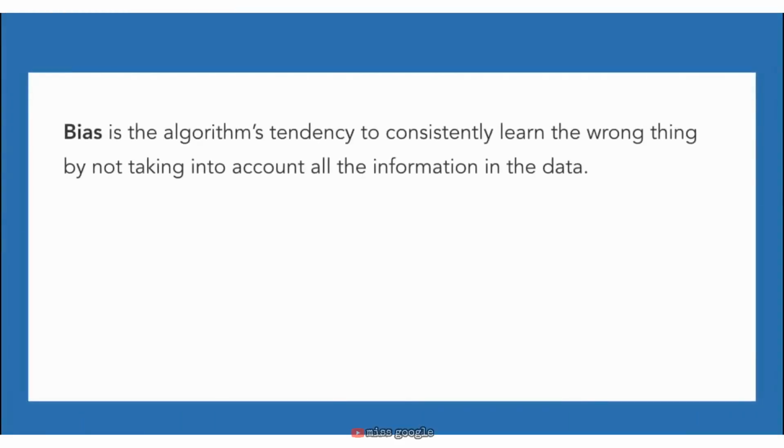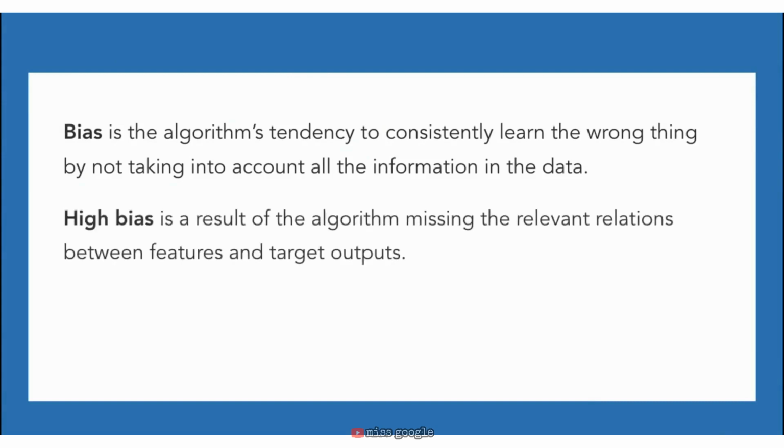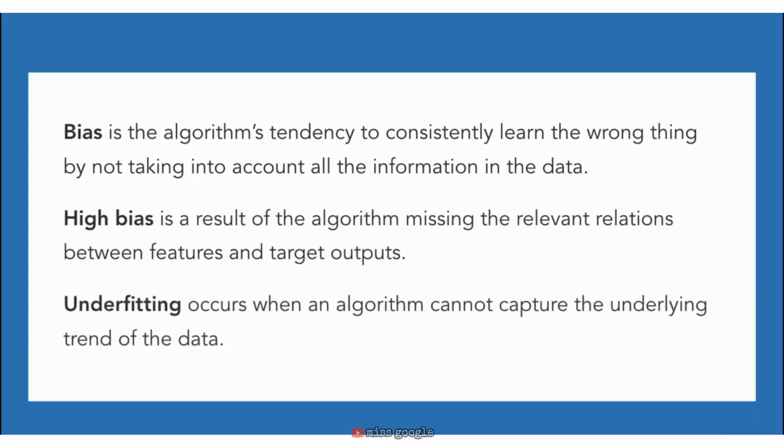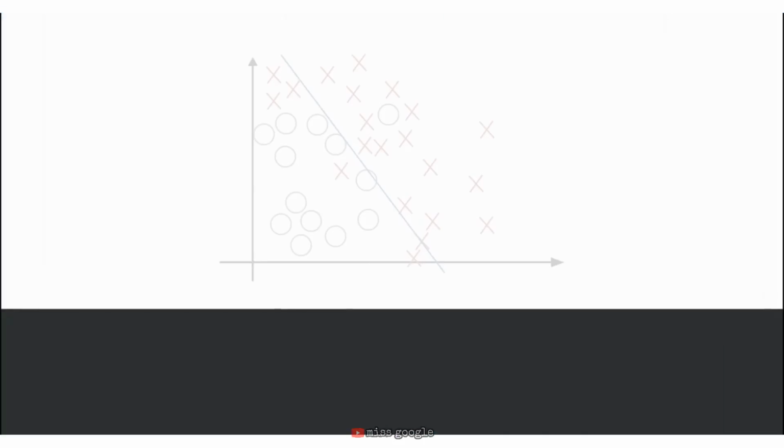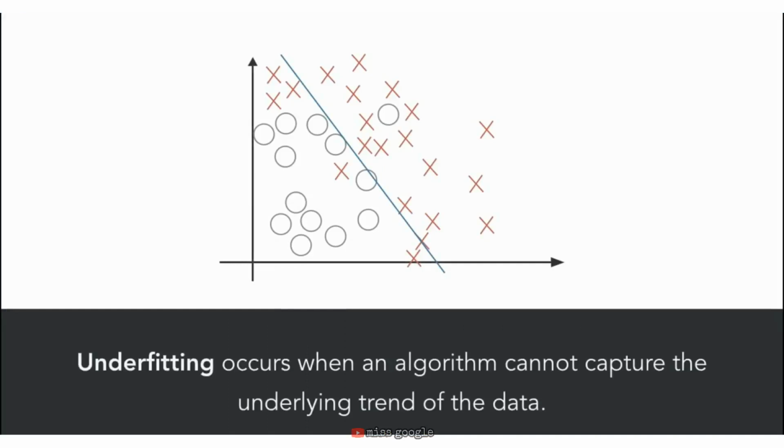Again, recall that we defined bias as the algorithm's tendency to consistently learn the wrong thing by not taking into account all of the information in the data. High bias is a result of the algorithm missing the relevant relationships between features and target outputs. And finally, that translates to mean that underfitting occurs when an algorithm can't capture the underlying trend of the data. Now, to get a little bit more tangible, this is what underfitting looks like in a classification problem.